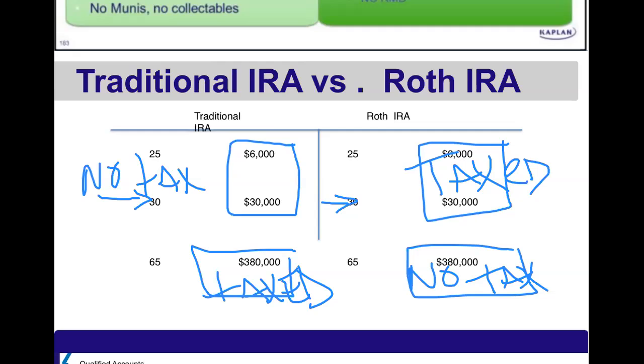Many times people say, well, why would you even bother to open a traditional? Well, maybe your income is too high, it reaches the limit, and you can't contribute to a Roth IRA. Or maybe you are requiring a taxable deduction of some type. So there are lots of different reasons why we make the decision, but it's important for you to understand the difference between the traditional and the Roth.